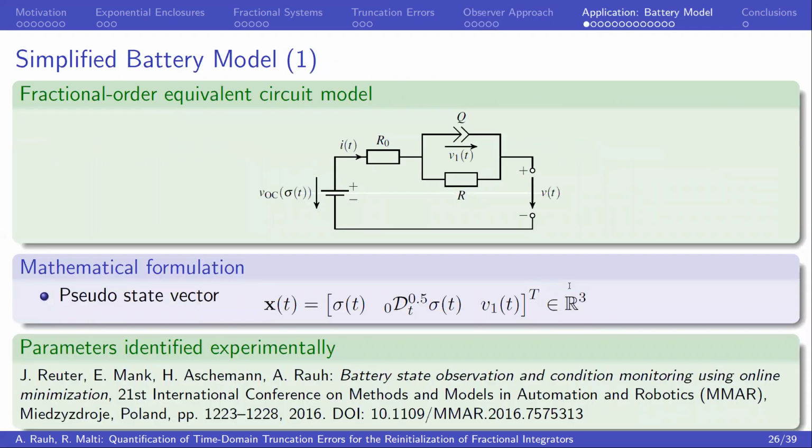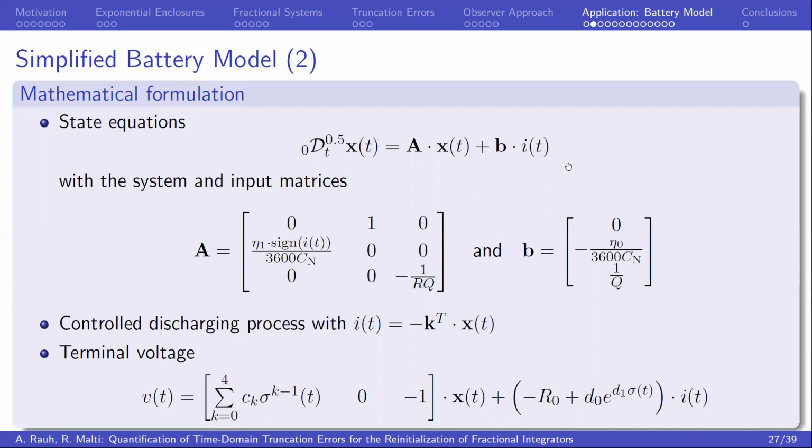Now let's apply this to the simplified battery model that we discussed at the very beginning of this talk. We have now a three-component state vector of pseudo-states. This is the state of charge sigma, its fractional derivative of order 0.5, and the voltage V1 over the corresponding constant phase element. The terminal voltage of the battery can serve as a measured quantity, and the terminal voltage is described by this nonlinear expression here, depending on the state of charge sigma. And the corresponding system matrix and input vector B are described by those equations here.